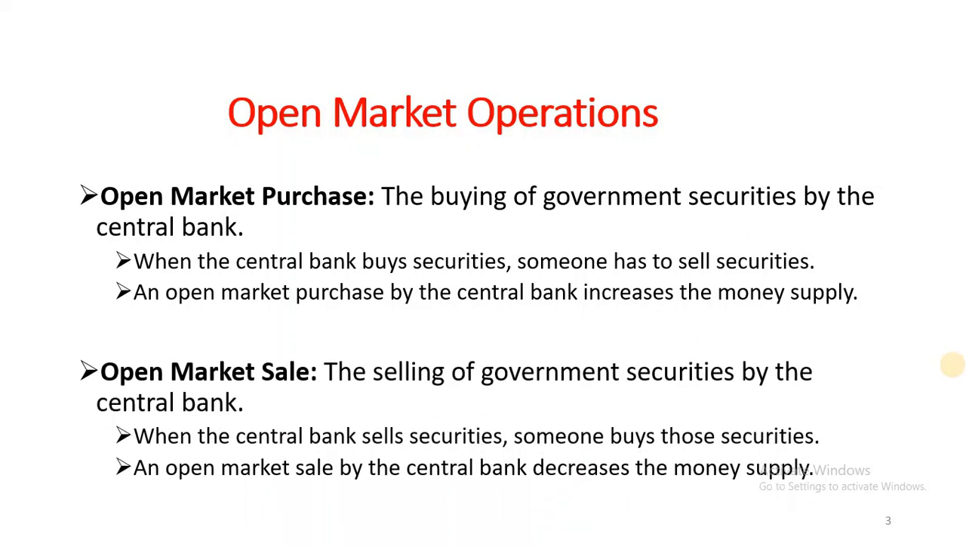And open market sale indicates the selling of government securities by the central bank. In this case, the central bank sells government securities to the public. So, an open market sale by the central bank decreases money supply.